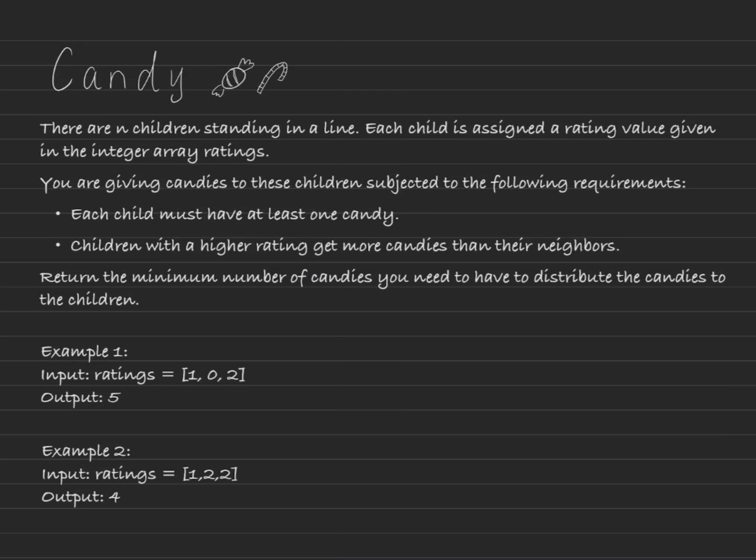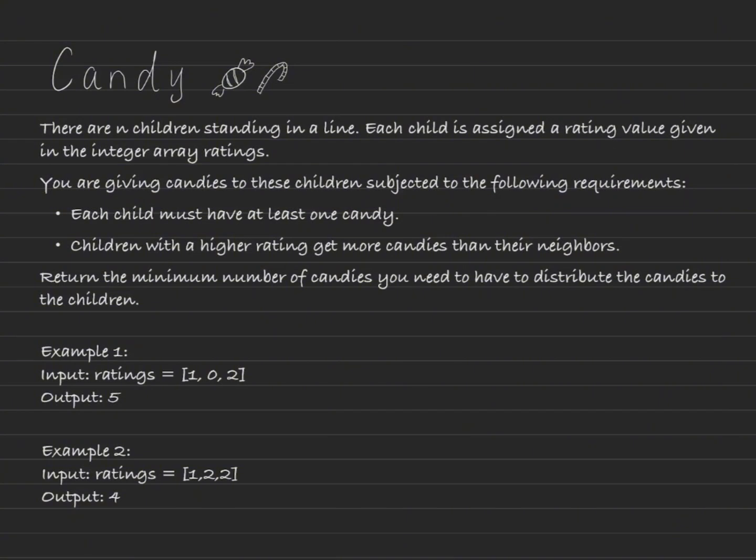Today's question is Candy. The question is as follows. There are n children standing in a line. Each child is assigned a rating value given in an integer array ratings. You're giving candies to these children subject to the following requirements. Rule number 1 is that each child must have at least one candy. Rule number 2, children with a higher rating get more candies than their neighbors. Return the minimum number of candies you need to distribute to the children.